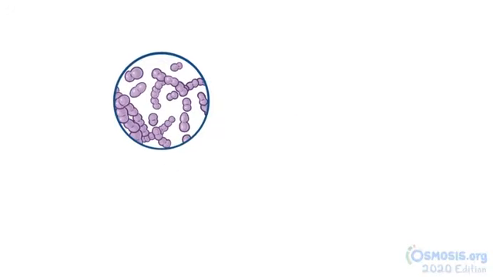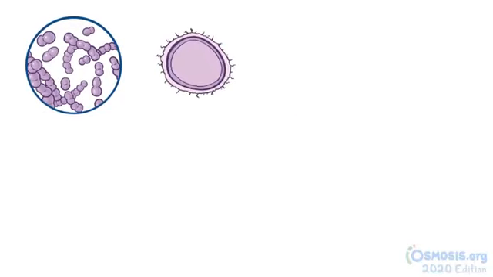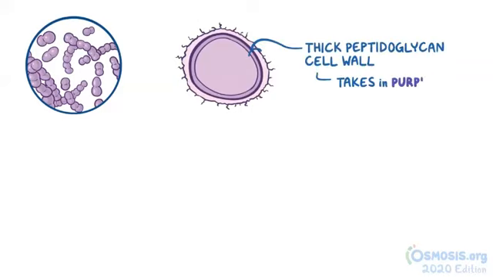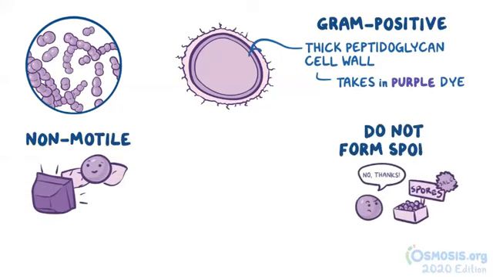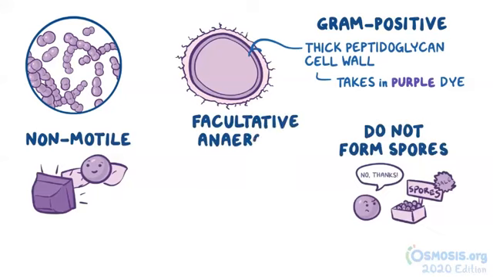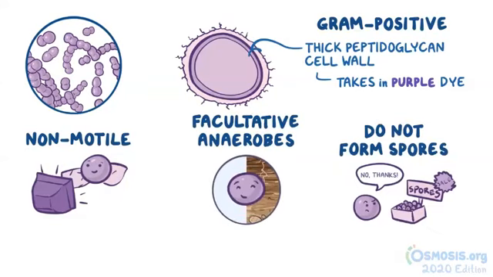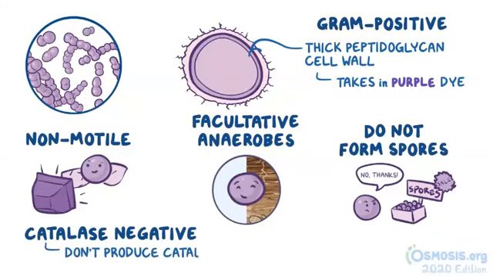Okay, now, a little bit of microbe anatomy and physiology. Strep pneumoniae has a thick peptidoglycan cell wall, which takes in purple dye when gram-stained. So this is a gram-positive bacteria. They're non-motile and don't form spores, and also they're facultative anaerobes, meaning they can survive in both aerobic and anaerobic environments. Finally, they're catalase negative, which means they don't produce an enzyme called catalase.